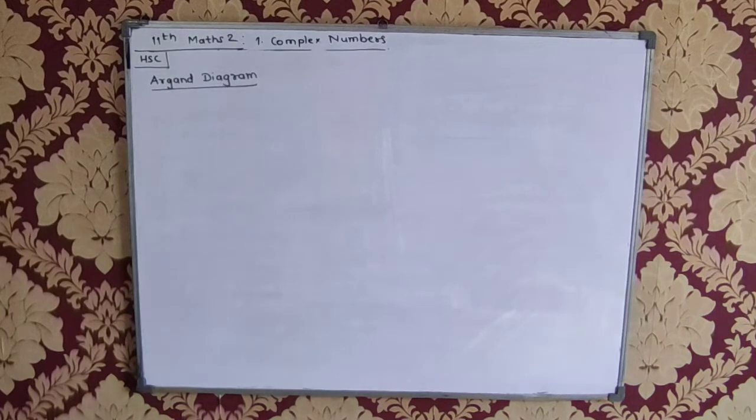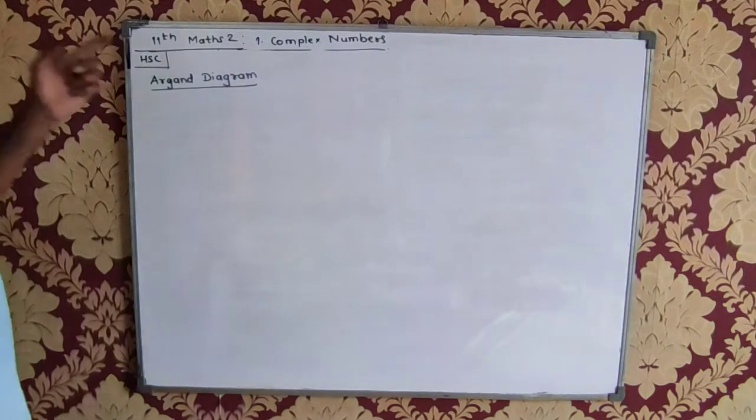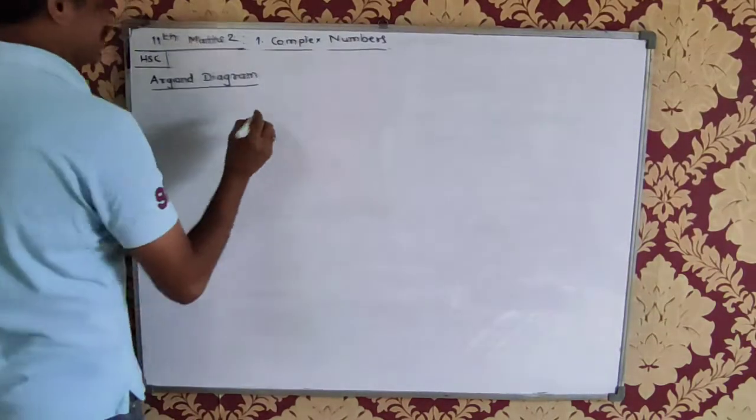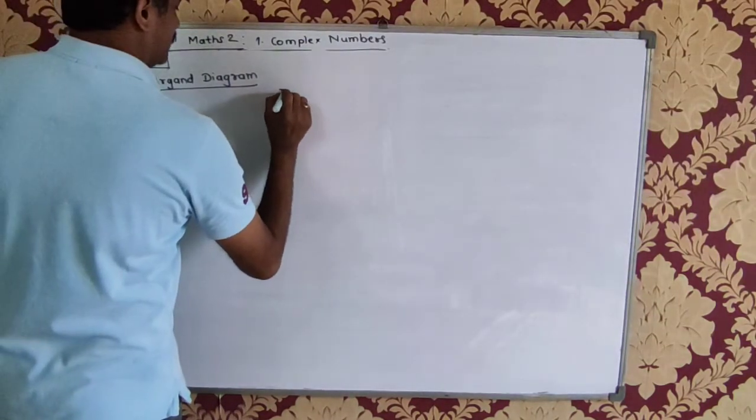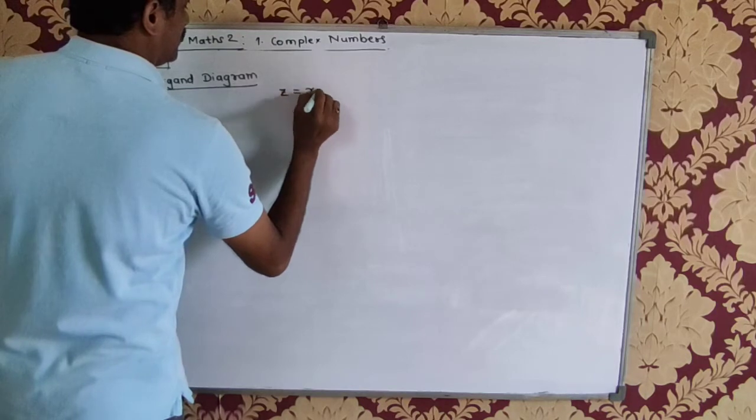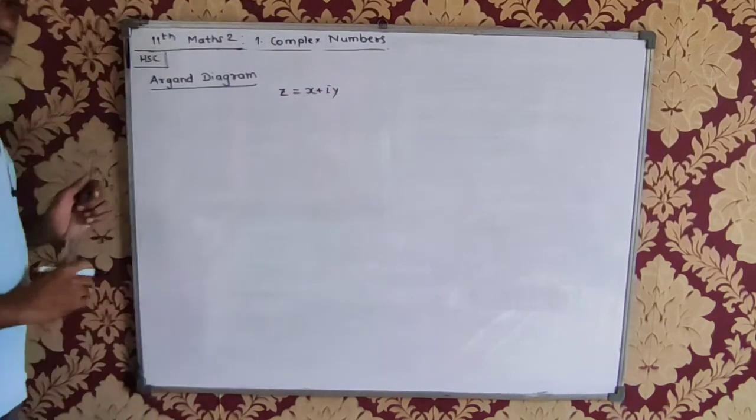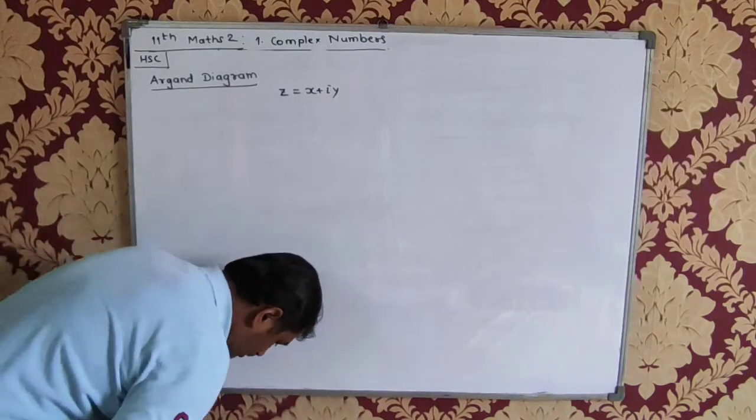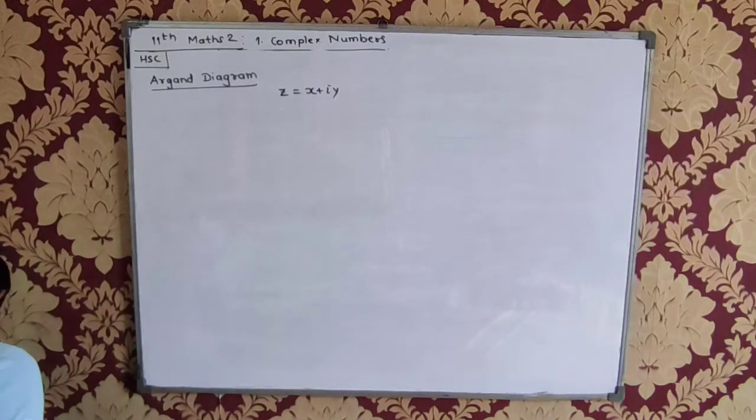Now we go for a very important and interesting topic of complex numbers, which is called the argand diagram. We know that any complex number is represented by z is equal to x plus iy. Now we consider a graphical diagram.